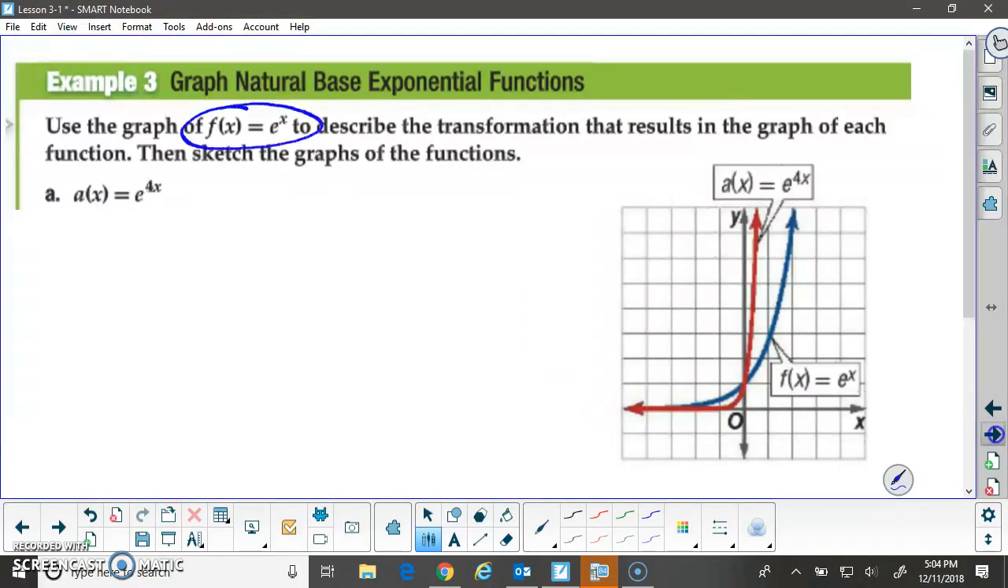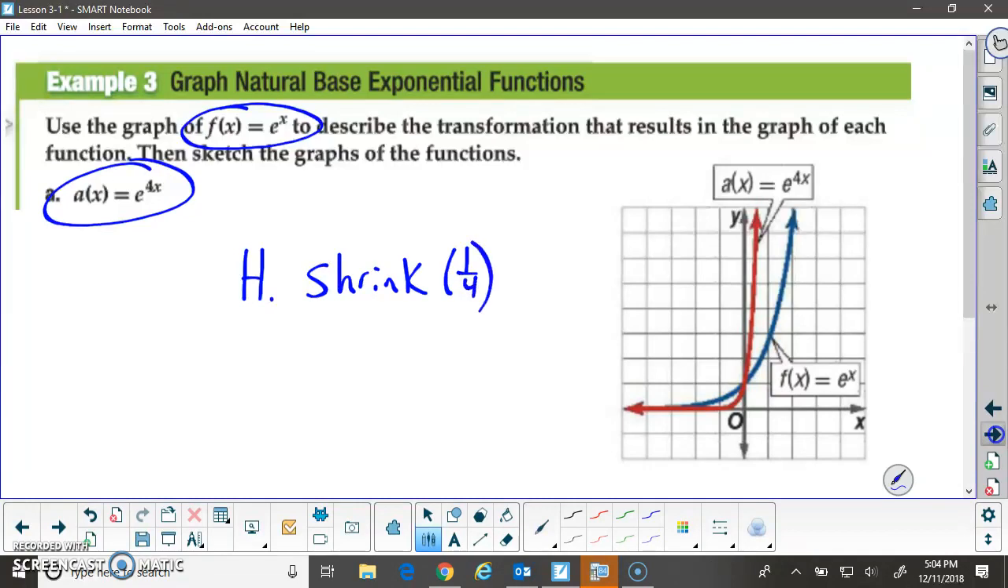If we compare e to the x to e to the 4x, you can see that that 4 is on the inside because it's in the exponent. So since it's on the inside, it's a horizontal. Now we have to think illogically. And if you multiply by 4 illogically, it's going to get smaller. So this is a horizontal shrink of the reciprocal of 4, 1/4. And if you take the blue graph and you horizontally shrink it by a factor of 1/4, you'd get the red.